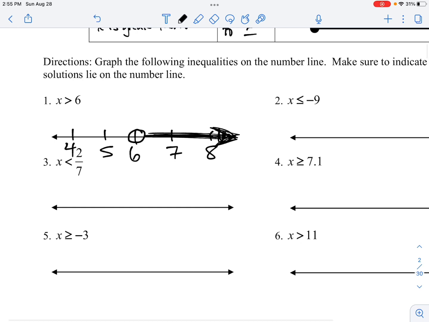Let's try another one. x is less than 2/7. So 2/7 is a fraction, but don't let that freak you out. It is between 0 and 1. It's a fraction that is less than 1, but greater than 0. And again, it has an open circle because there's no equal sign here. So I'm going to put an open circle right there. And it's telling me to shade to the left. So I'm going this way. Less than would be this way, including 0 and including all the negative numbers forever.